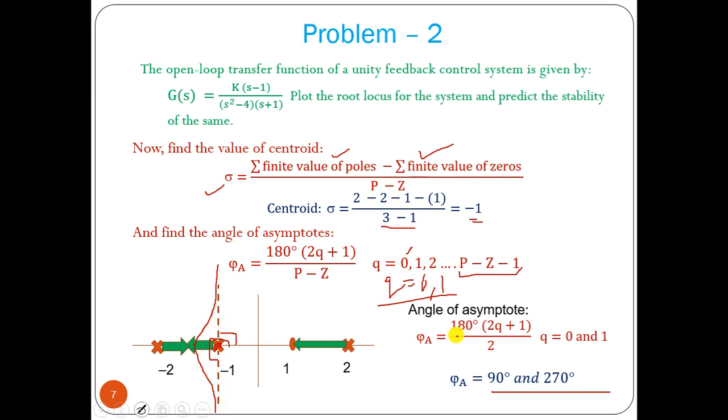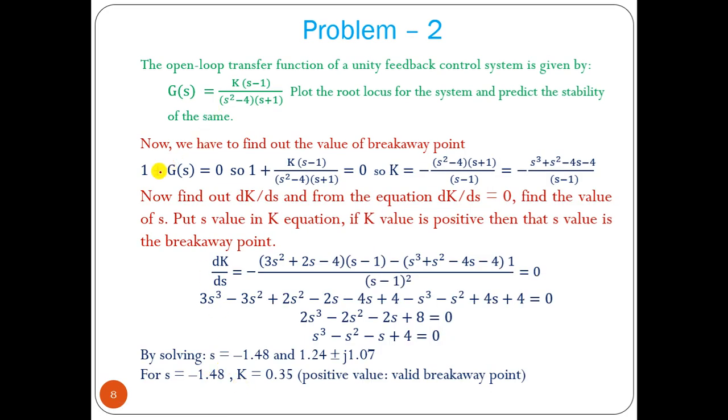Okay. Now what you have to do, you have to find out the breakaway point. Then your problem will be over. So breakaway point means you have to form the characteristic equation, 1 plus GSH is equal to 0. Okay. We have to find out what is the equation of K. Fine. Then perform dK by dS, put equal to 0. So if you perform dK by dS, you will get this equation. From that, you have to find out the value of s.